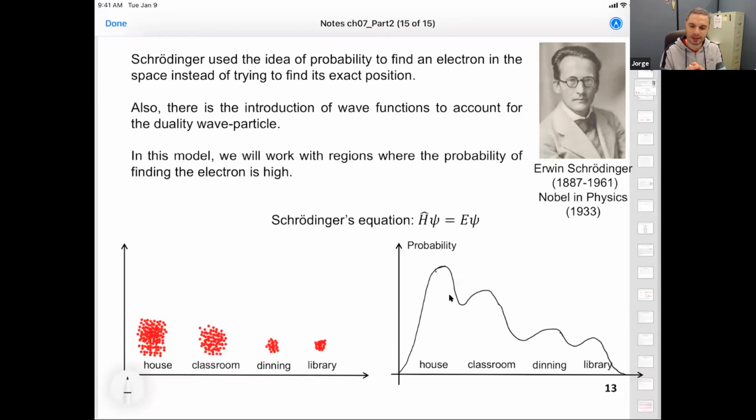So that's the idea that we are going to use for the Schrödinger model. Where are the regions where the probability is higher to find an electron? And where are the regions where the probability is lower to find an electron? So again, we are not working with fixed positions. We are working with probability across the space.